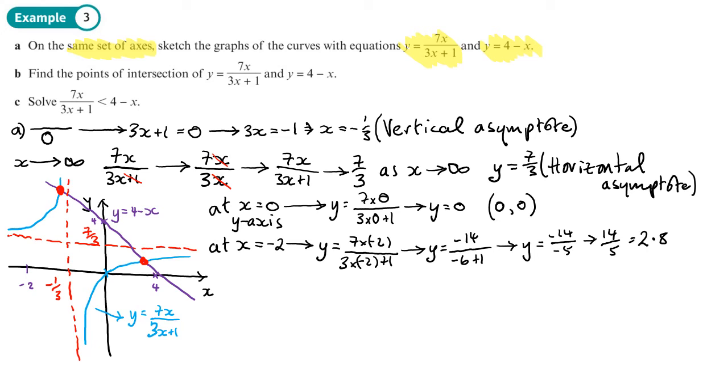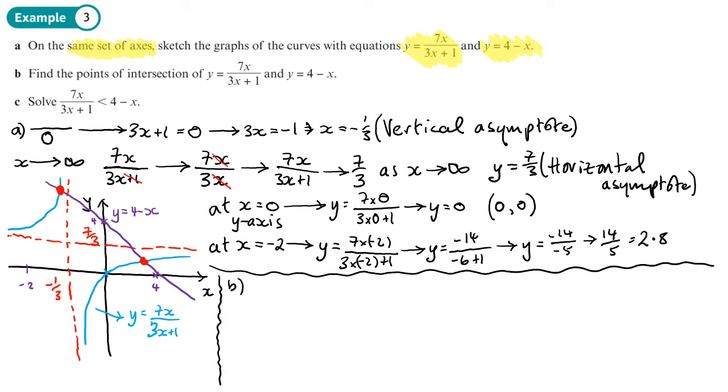Okay, so let's now move on to part B. So this is just solving those equations simultaneously. It's just writing 7x over 3x plus 1 equals 4 minus x. So the next thing I'm going to do is multiply both sides by 3x plus 1. So it's just solving an equation. So I've now got 7x equals 4 minus x times by 3x plus 1. So from there, we'd want to expand the brackets and bring everything on the same side.